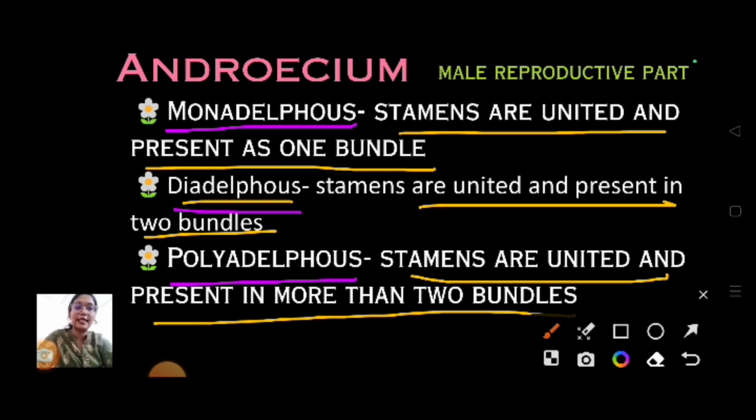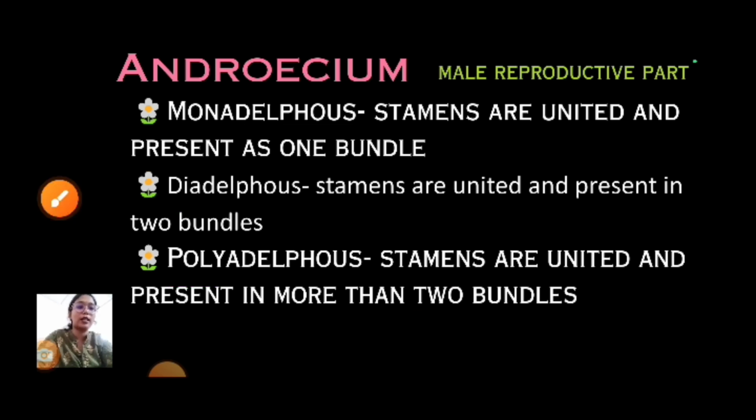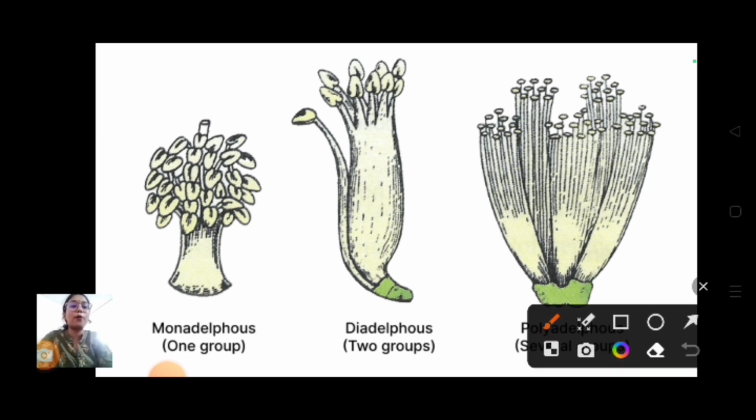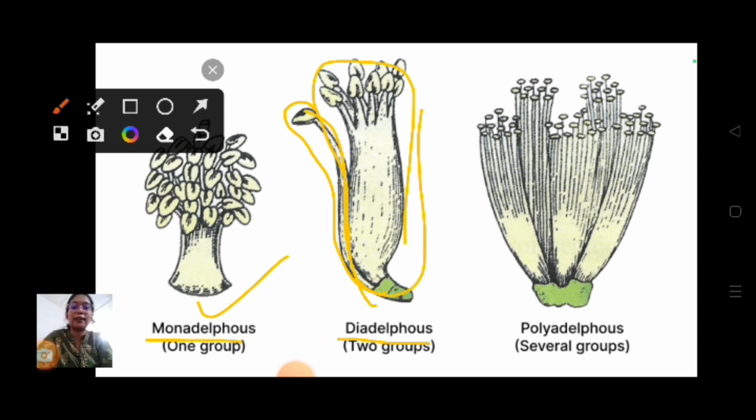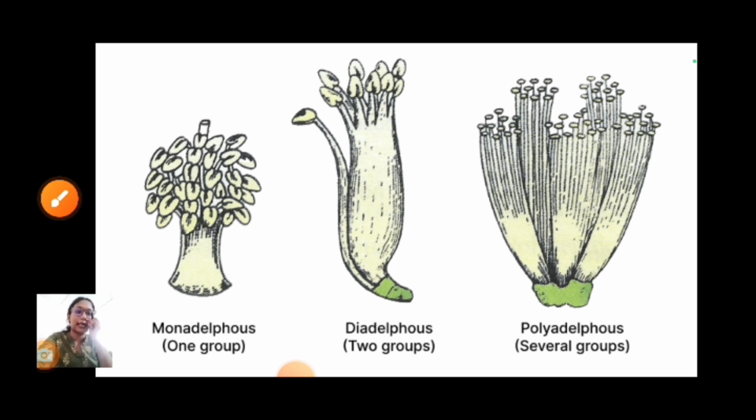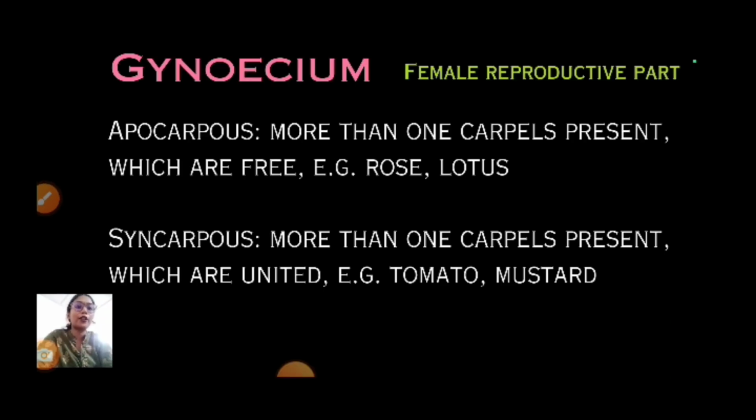Is it clear? Monoadelphous, diadelphous, and polyadelphous condition. I'll show you a picture of it. This is a monoadelphous condition. In one bundle, it is attached with one bundle, the stamen. And here two bundles. This is one, and this is one, forming two bundles, two groups, diadelphous. Here several groups you can see, 1, 2, 3, 4, 5 groups you can see, polyadelphous condition. Is it clear? Monoadelphous, diadelphous, and polyadelphous condition. Okay, moving on to the next slide.